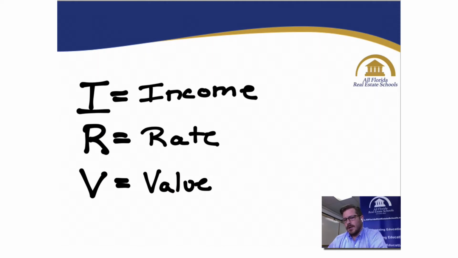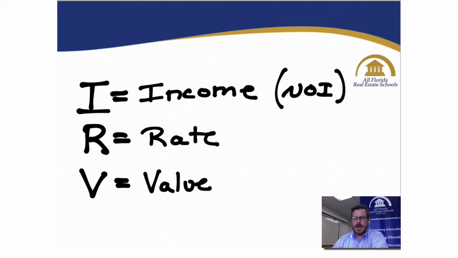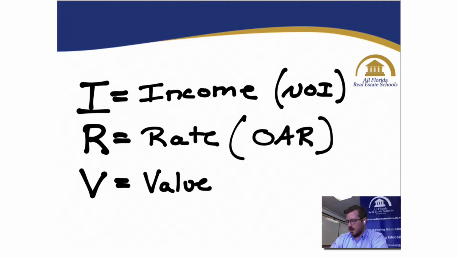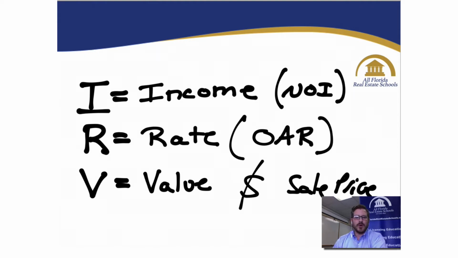I, R, and V is income, rate, and value. Now some other ways we'll see these used: income is often going to be considered net operating income, or NOI. When it comes to the rate, we'll often use this as a cap rate, or even the overall capitalization rate, which uses the acronym OAR. In any way, it's always going to be a rate of some sort, some percentage point. And then value is the dollar amount, or the sale price, and it could also be the appraised value as well.